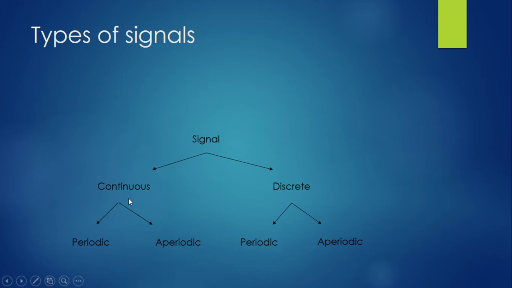Further, the continuous signal can be periodic or it can be aperiodic. Similarly, discrete signal can be periodic or it can be aperiodic. So we have the four categories of the signal. One is continuous periodic, second is continuous aperiodic, discrete periodic, and discrete aperiodic.